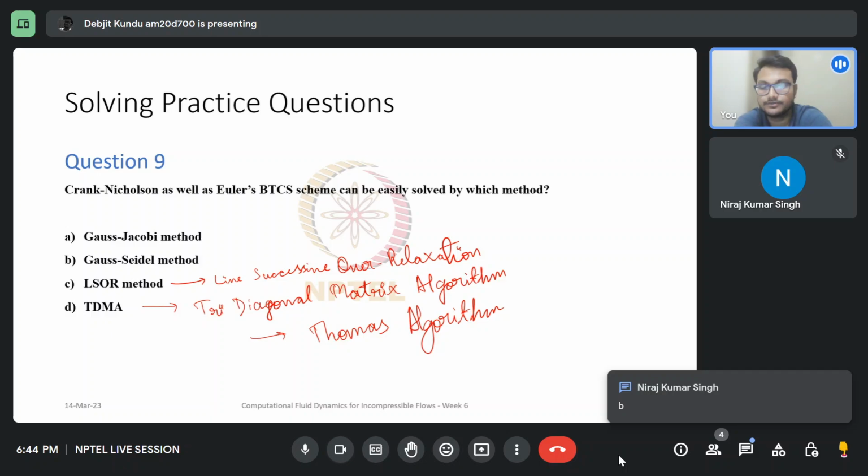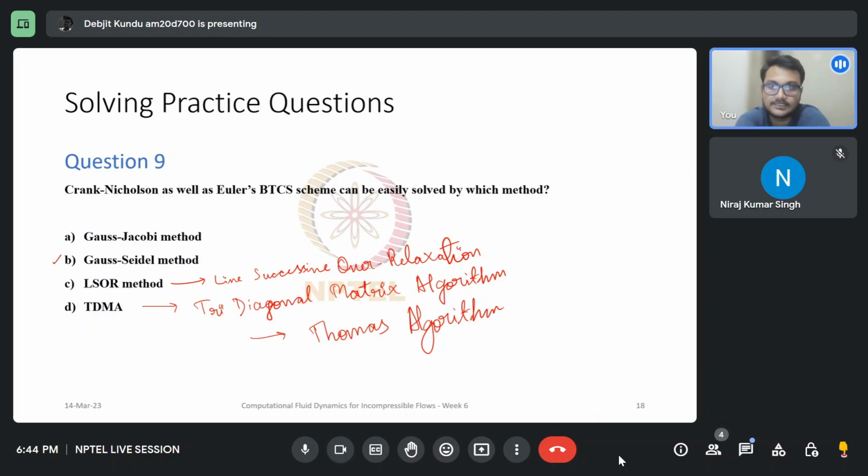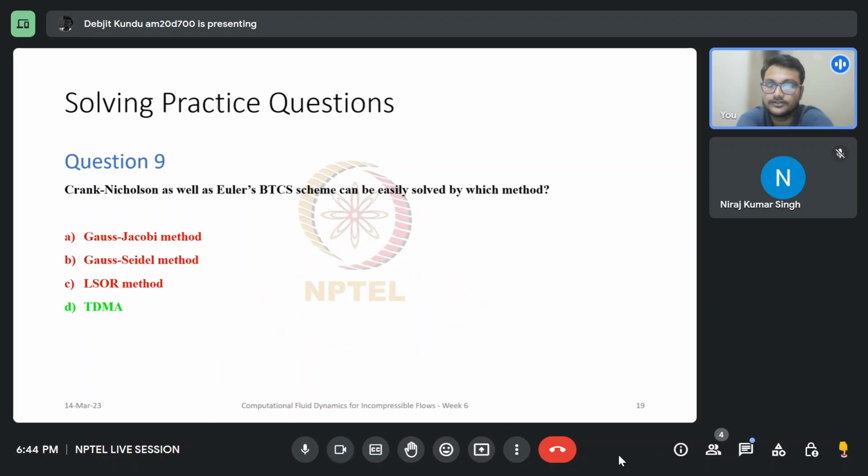So we have one response in favor of option B, that is Gauss-Seidel method. Let us have a look at the solution. The solution is actually TDMA. So, or the Thomas algorithm.